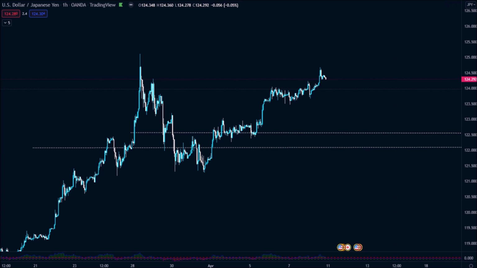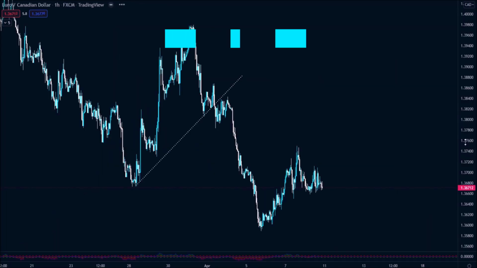Not really too interested in Kiwi or Aussie against the dollar. They've been quite strong, and I'd rather pair them with maybe yen pairs. And also dollar CAD, it's two strong currencies against each other, so I'm going to leave that. There's no point in going over instruments that I'm not really too fussed about. So I'm going to look at EURCAD.